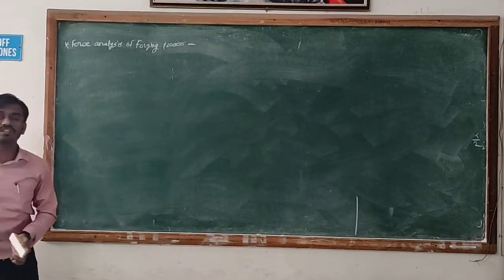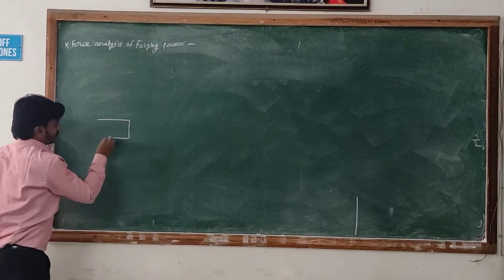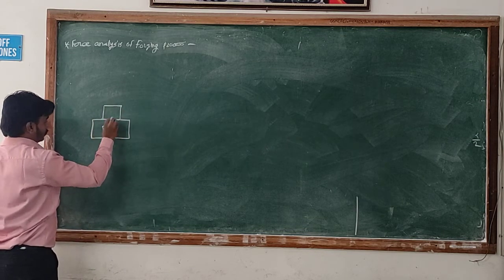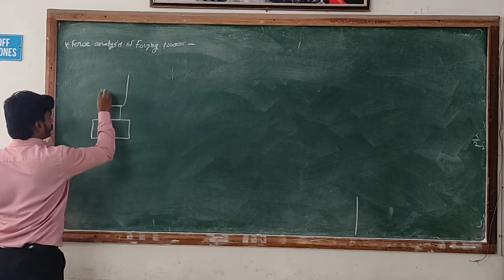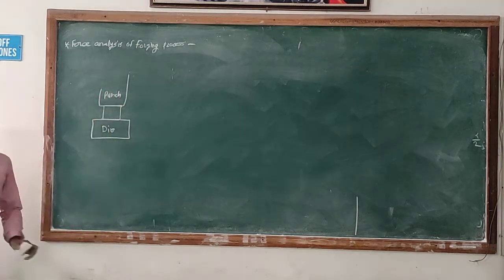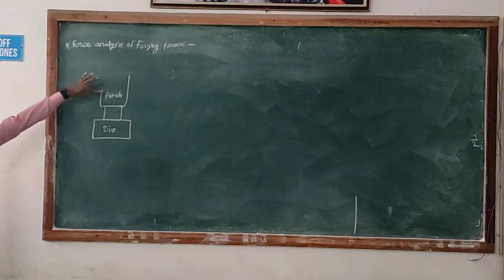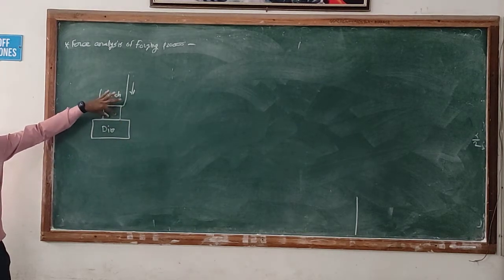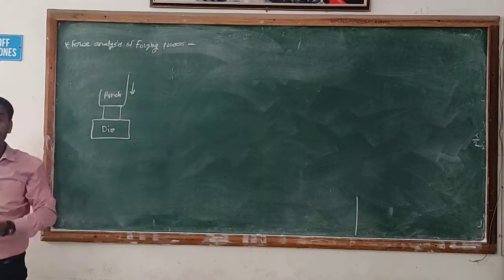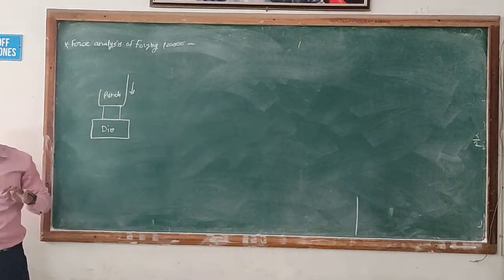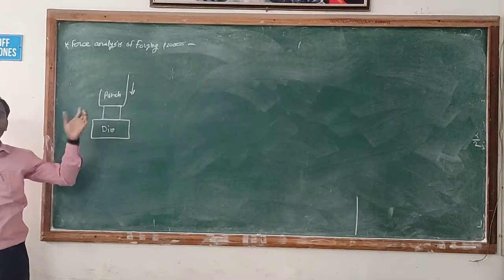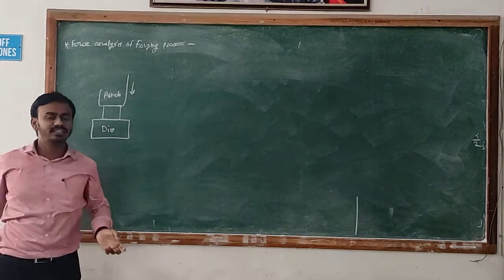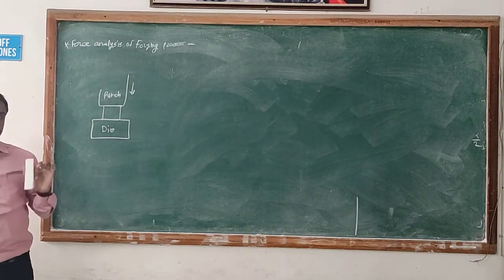What is meant by forging process? Suppose this is the die, this is my raw material, and this is the punch. When the punch applies force on the material, the shape and size of the raw material change, and this process is called the forging process. We will discuss here the force analysis in an open die forging process. Here you can see that the die is open, so we will consider the open die forging analysis.